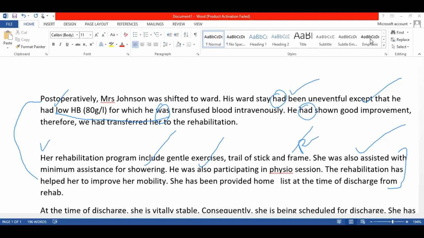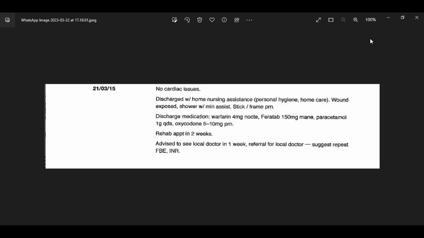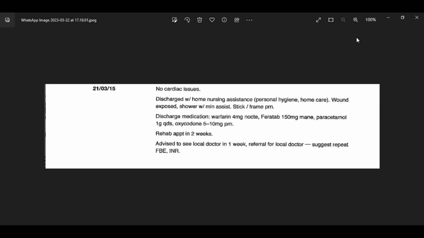Now we can show you the discharge plan as well. Now this is the last part, and the most important part is the discharge part. At the time of discharge, there was no cardiac issue, right? He was discharged with minimum assistance, with home nursing assistance, specifically for personal hygiene and home care.